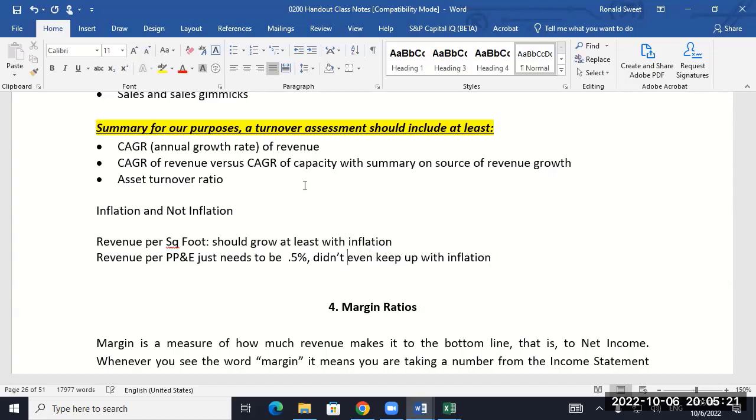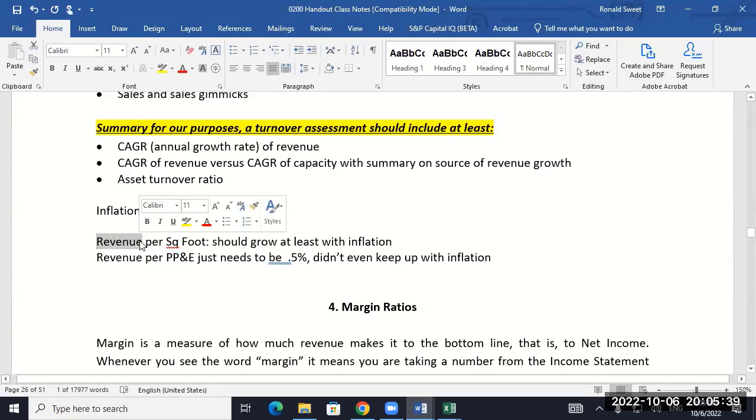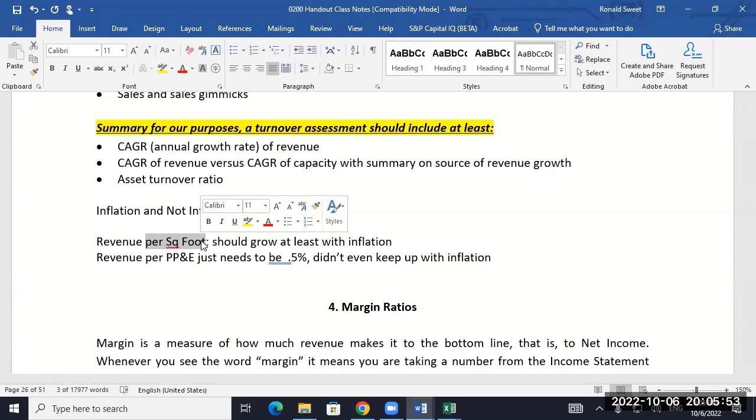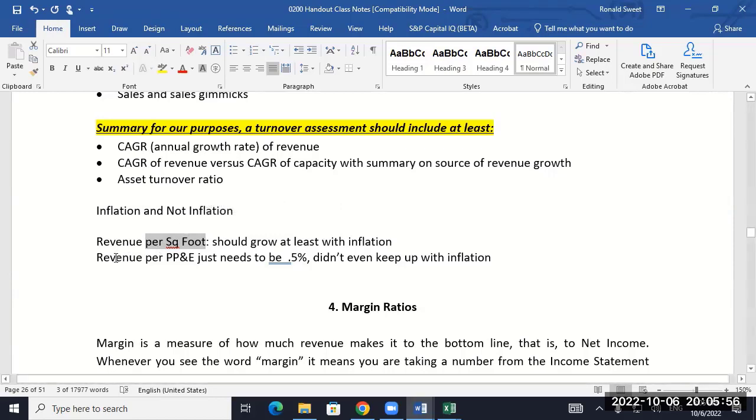You can say it didn't keep up with inflation on square feet, but you can't with PP&E. You need takers. So revenue, that's in what? In dollars. PP&E, what's that in? Dollars. Square feet, what is that in? Square feet. There's no inflation. So if you're taking revenue in dollars and dividing by a non-dollar item, then you can talk about inflation. That should keep up with inflation. If you're taking a dollar amount and dividing by a dollar amount, don't compare it to inflation because they're both going up with inflation. All right, does that make sense?